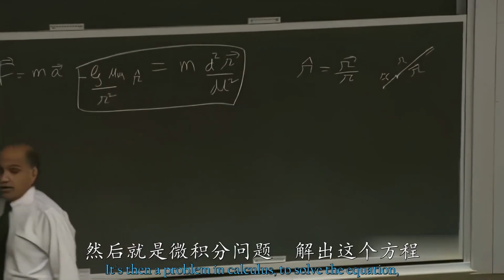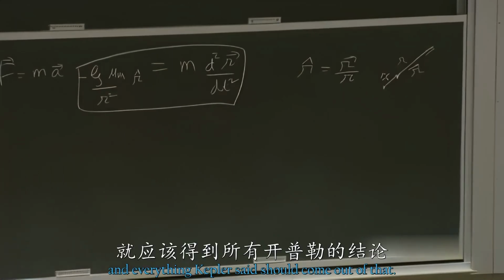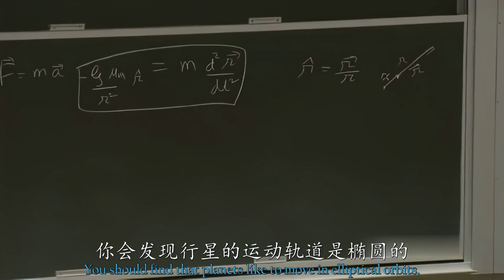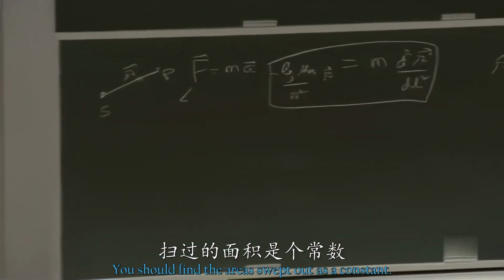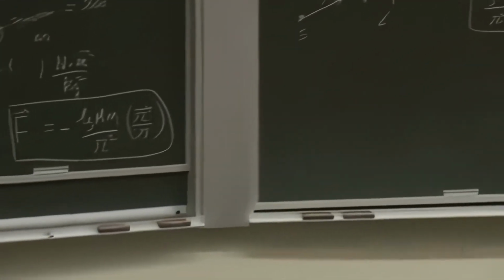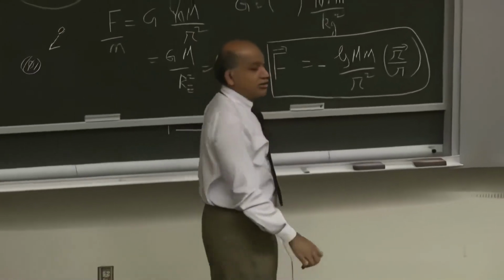It's then a problem in calculus to solve the equation, and everything Kepler said should come out of that. You should find planets like to move in elliptical orbits. You should find the area swept out is a constant. You should find the square of the time period is proportional to the cube of the orbit size.